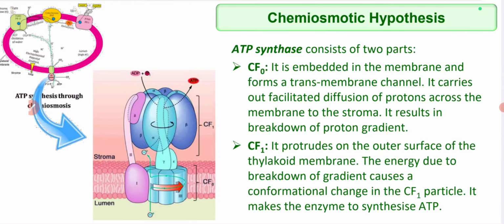ATP synthase consists of two parts. One is the CF0 and the other CF1. CF0, you can see, is embedded in the membrane and forms a transmembrane channel. It carries out facilitated diffusion of protons across the membrane to the stroma. It results in the breakdown of proton gradient. CF1 protrudes on the outer surface of the thylakoid membrane. The energy due to breakdown of gradient causes conformational changes in the CF1 particles. It makes the enzyme synthesize ATP.